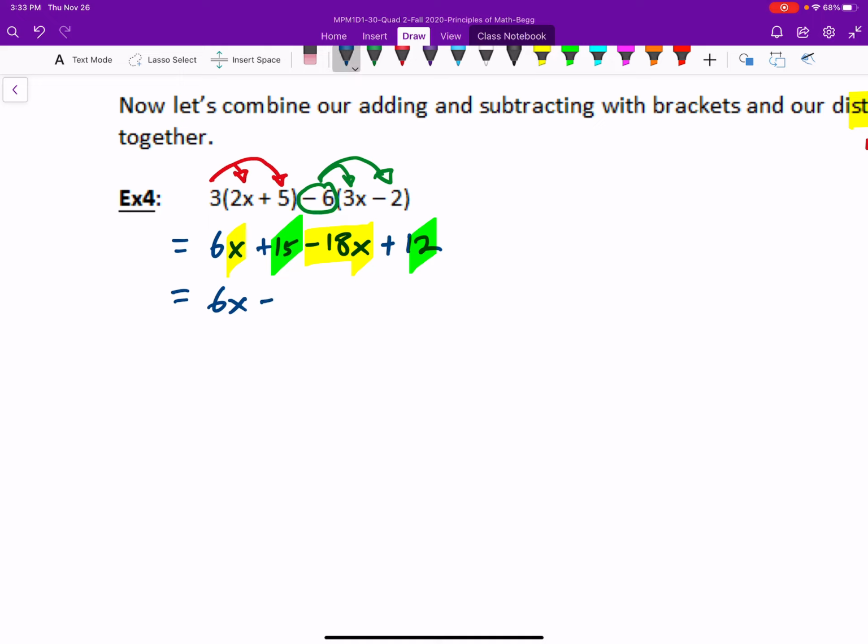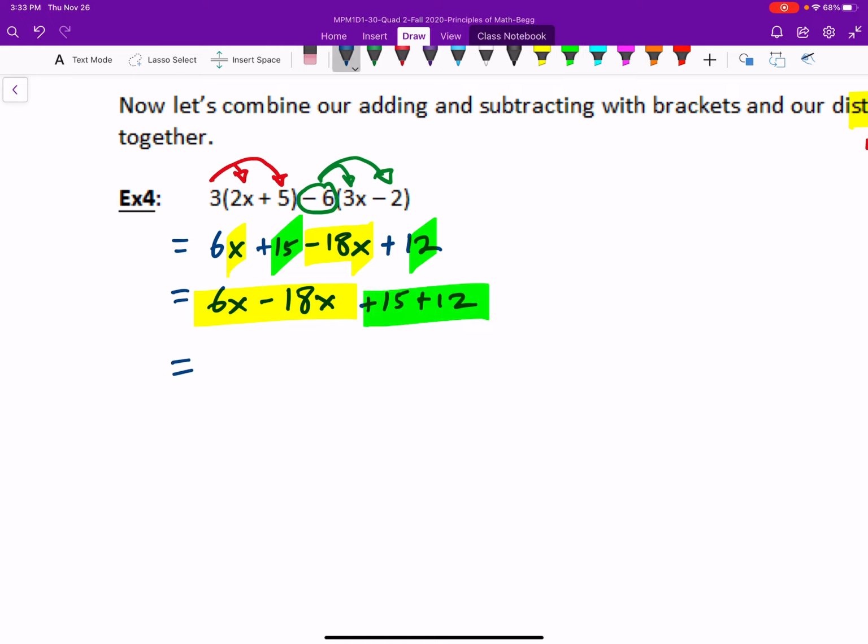If you forget that, then things are going to go wrong quickly. So it's going to be 6x minus 18x. I'm moving everything. I'm thinking of that minus sign in front of the 18 as part of that number. Signs will always go with the number that comes right after them. So then I got a plus 15 and a plus 12, so they're both going to have those signs moved with them.